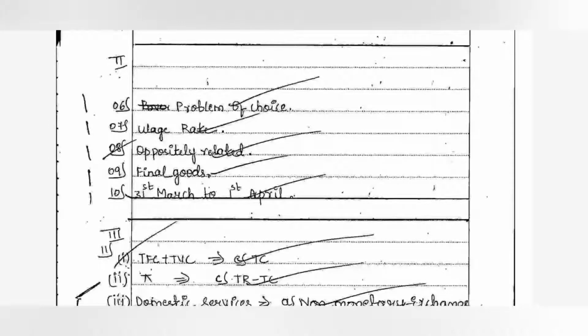After that, ninth question, dash goods will not pass through any more stages of production. So when the goods are final, they will not pass through further stages of production. The answer is final goods. 10th question, financial year runs from 31st of March to 1st of April. This is the fill in the blanks.